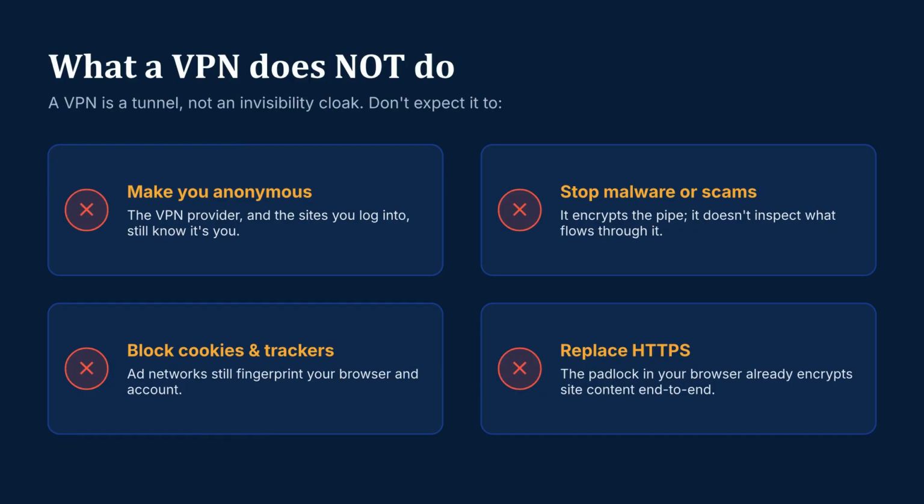A common misconception is that a VPN functions as an invisibility cloak. In reality, a VPN acts as a tunnel and does not provide anonymity. The provider and websites accessed can still identify the user. A VPN does not prevent malware or scams, nor does it block cookies and trackers. Additionally, it does not replace HTTPS, as the browser padlock already encrypts website content.